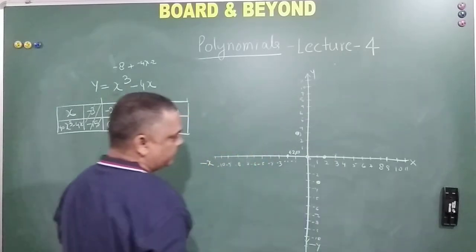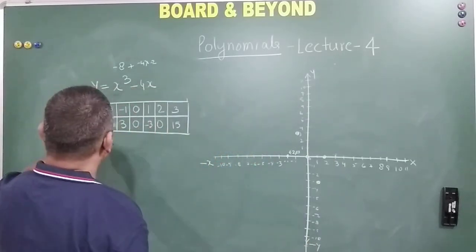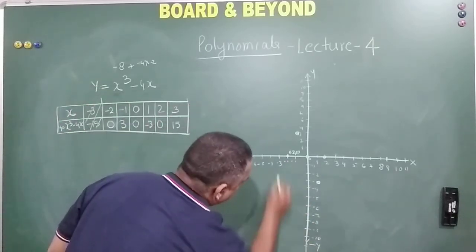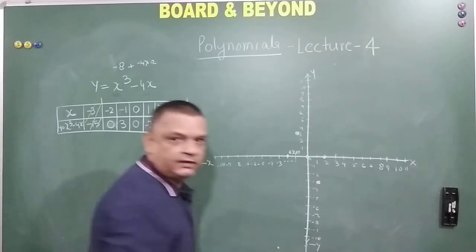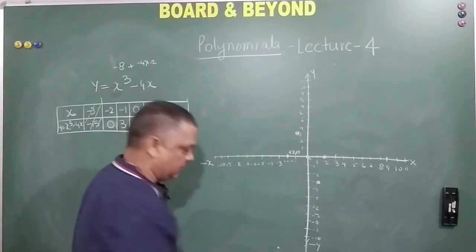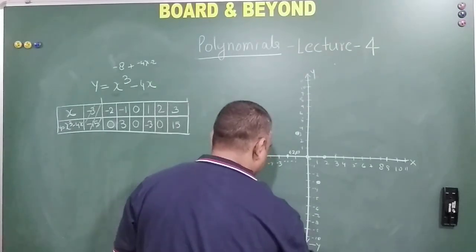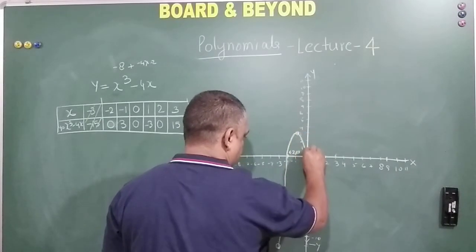So what happens when you start plotting it? Let's say minus 3 and minus 15 also we will plot somewhere here. Till here it is visible. So this graph comes something like this. It goes up.